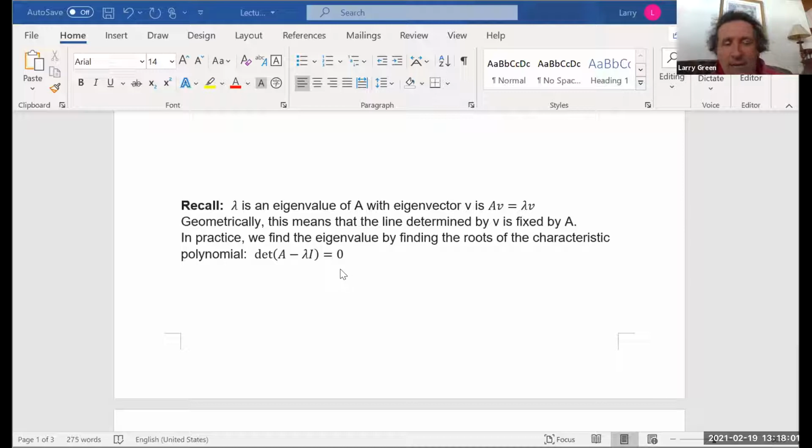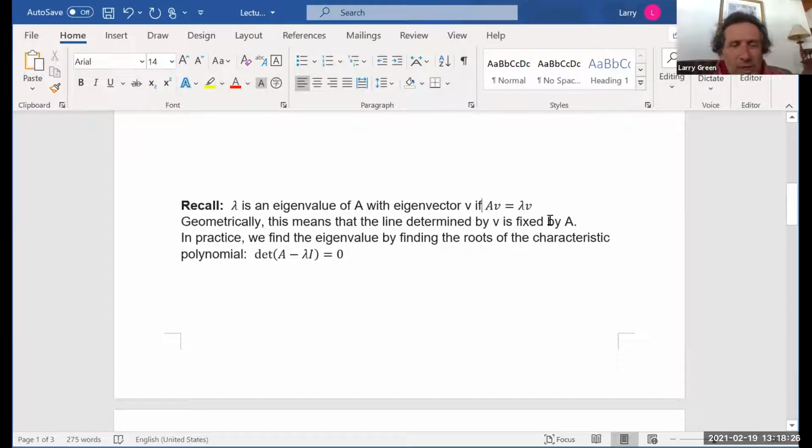Okay, and let me remind you of some of the definitions that we had on Wednesday. First, if lambda is an eigenvalue of A with eigenvector V, I should say if, typo, if AV equals lambda V.